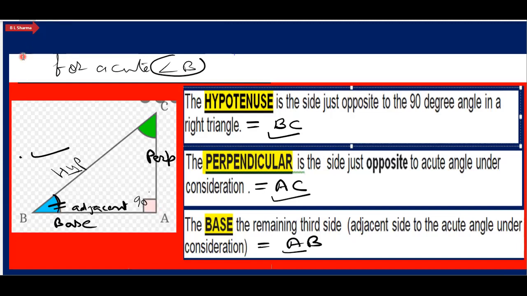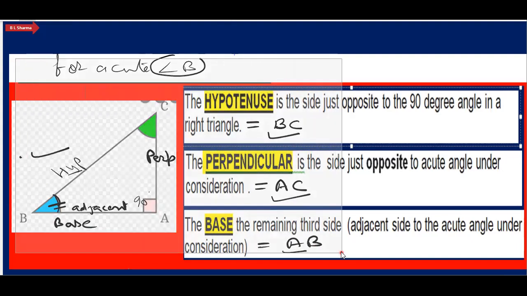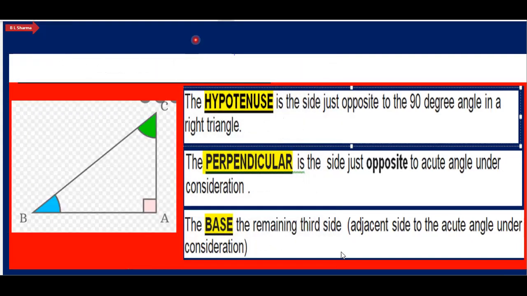Now for acute angle, if we change the acute angle here, look, now for acute angle C, this angle is acute angle C. First, for this acute angle C, we have to find out the hypotenuse, and we know the hypotenuse is the side just opposite to 90 degrees. So this is 90 degrees and the side opposite to it is BC. So in case of acute angle C, BC is the hypotenuse.